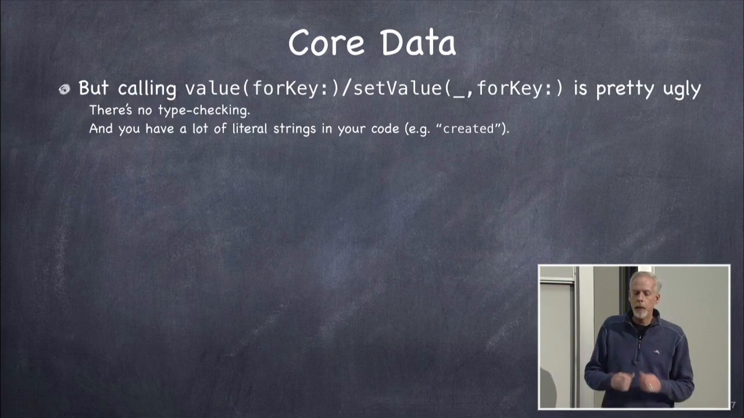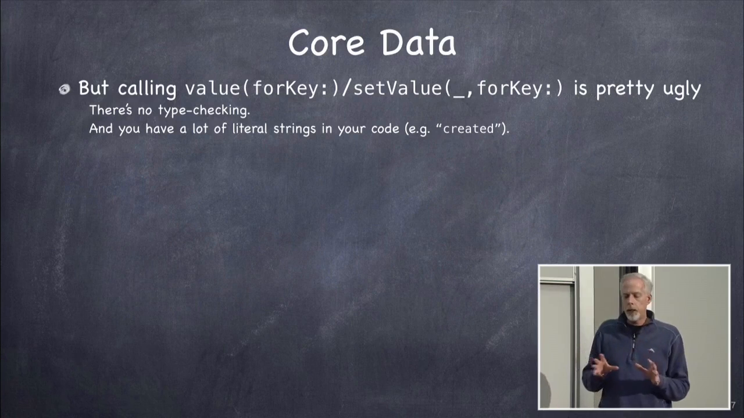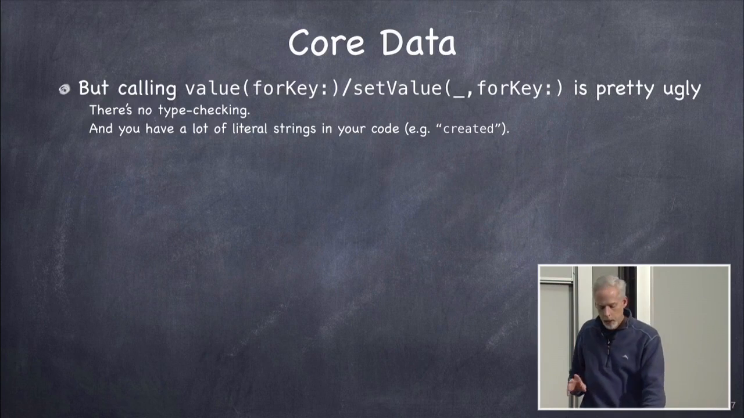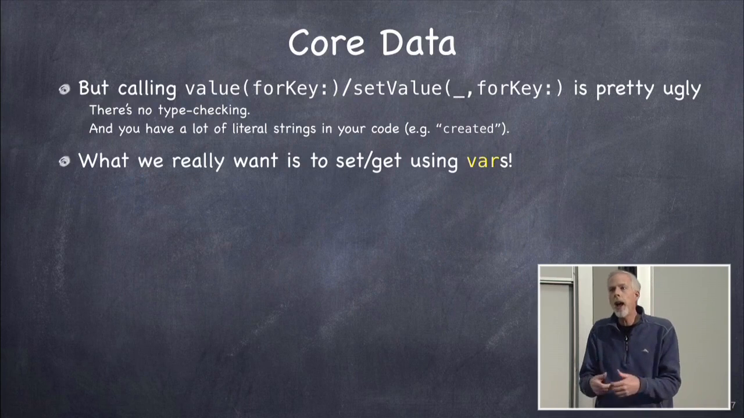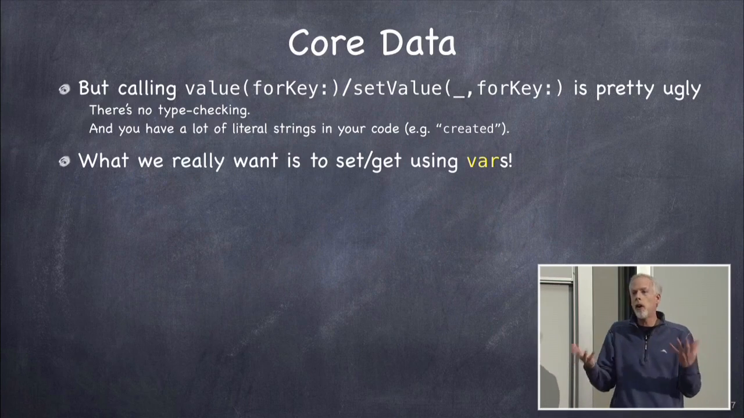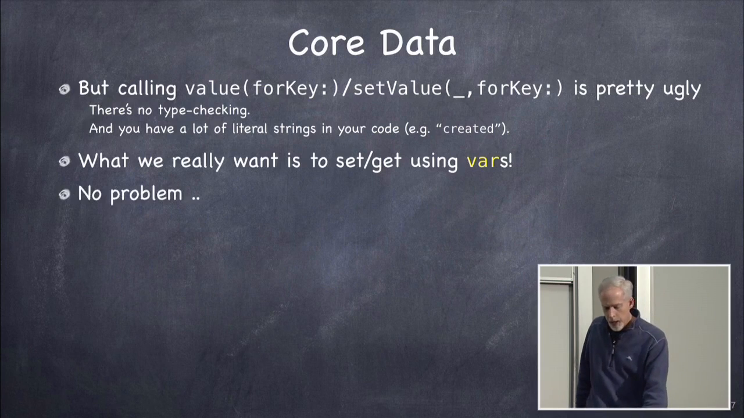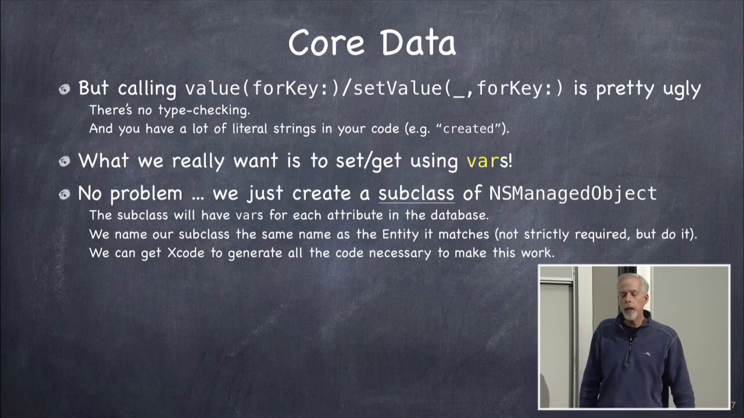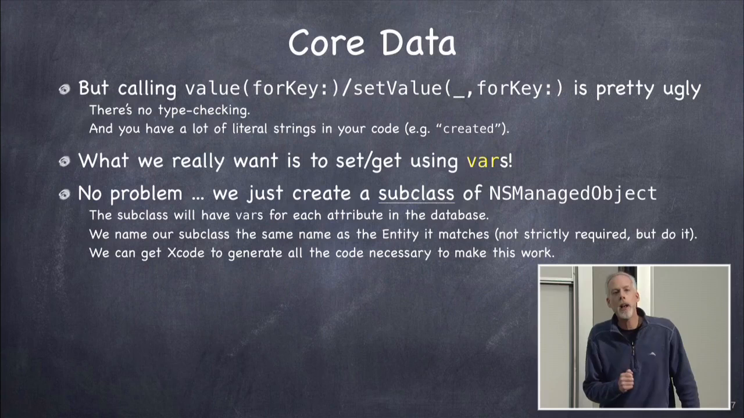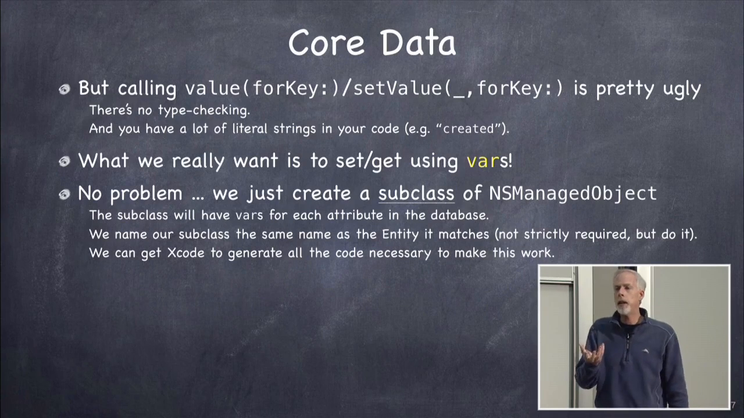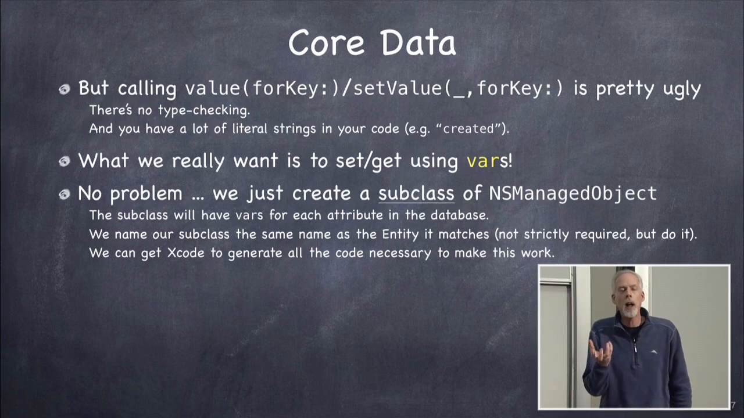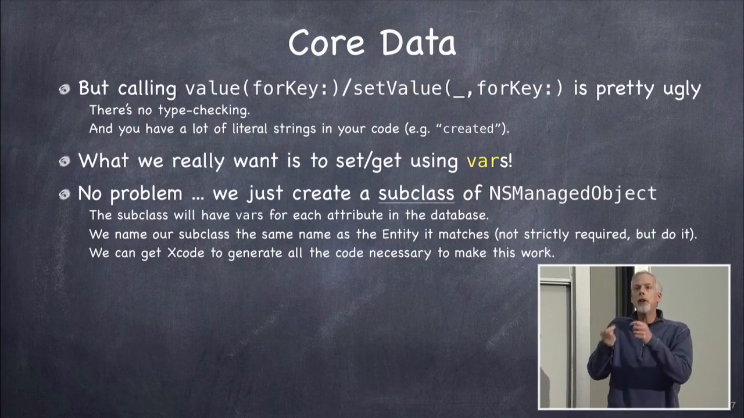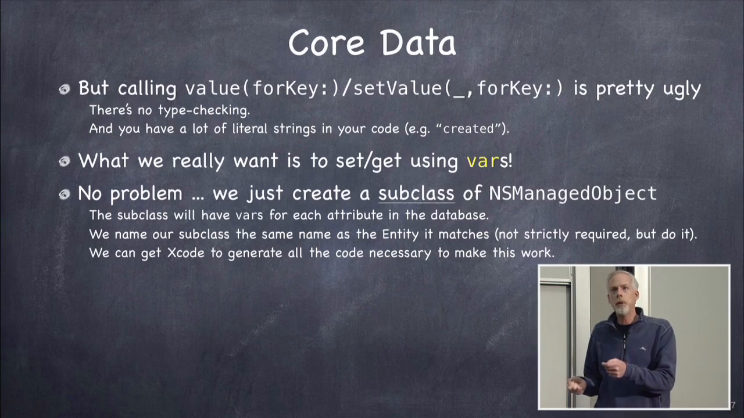Now, as I said, value for key and set value for key are really ugly, with no type checking and literal strings in there. What we really want is to be able to set these vars as vars. We just want to have a var called text somewhere that we can set, and of course, we're exactly going to do that. The way we're going to do that is create a subclass of NSManagedObject. Instead of having an NSManagedObject in the database and doing set value and get value on it, we're going to create a subclass of NSManagedObject, and it's going to have vars on there for all of the attributes, like text and screen name and all those things.